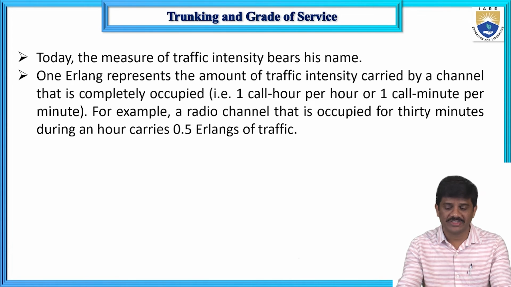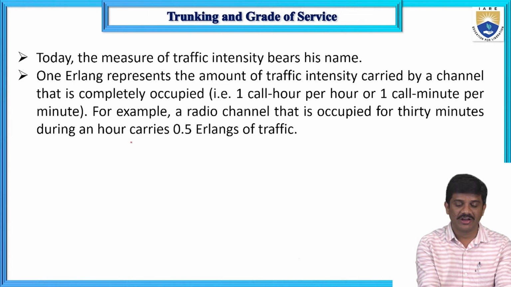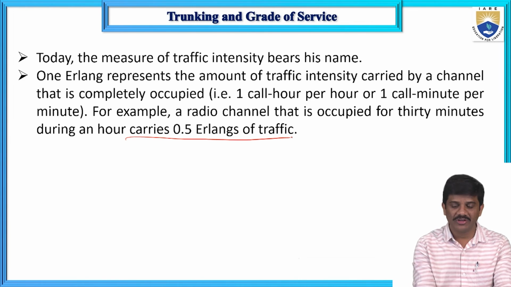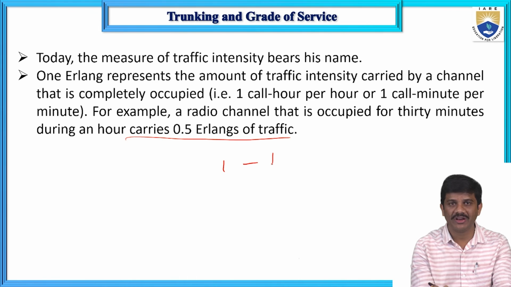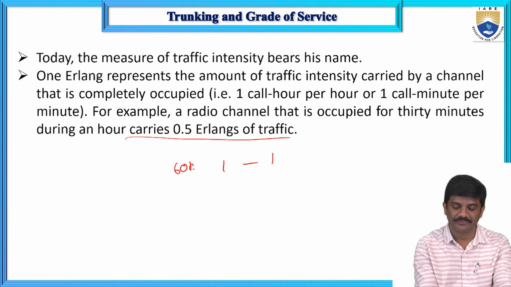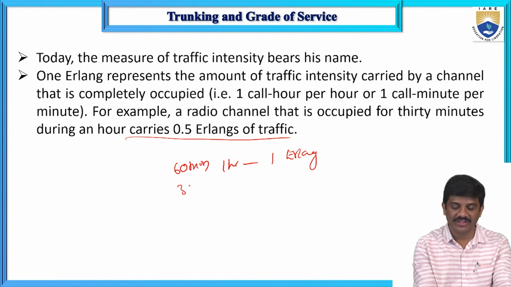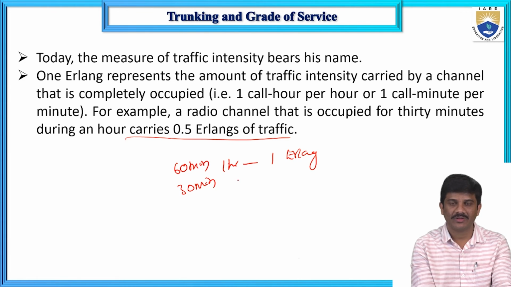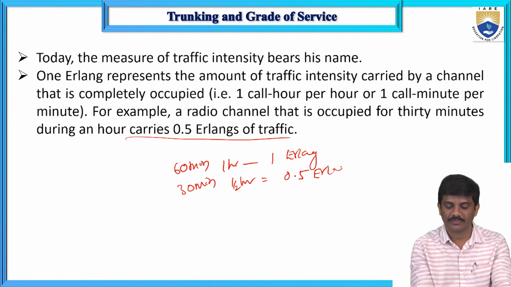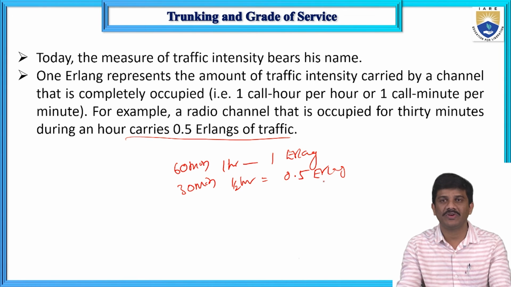For example, a radio channel that is occupied for 30 minutes carries 0.5 Erlangs. Here, if it carries for 1 hour, that means 1 Erlang. That means 60 minutes equals 1 hour, 1 Erlang. For example, 30 minutes means half an hour, then we will get 0.5 Erlang of traffic. Okay, clear? This is an example of traffic intensity in a particular area.